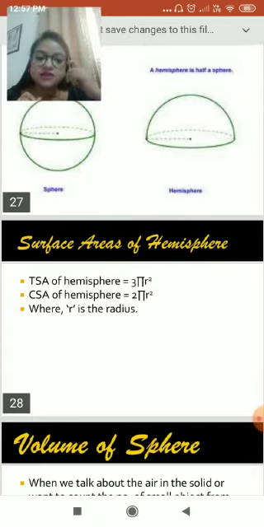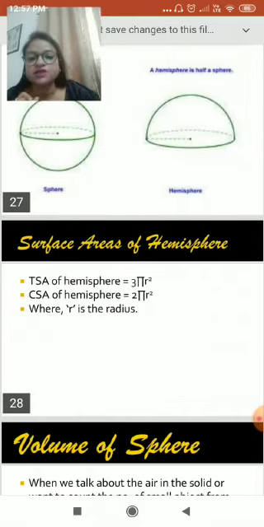Why? When we are talking about TSA of the hemisphere, the base also plays a part, but when we talk about the curved surface area of the hemisphere, we are only talking about the curved part, not the base. That is why it is 2 pi r square.